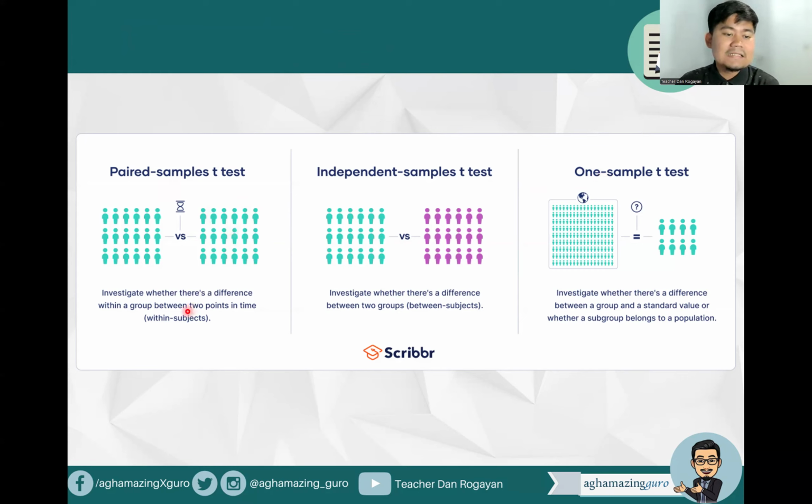So the paired samples t-test investigates whether there's a difference within a group between two points in time, or within subjects. For example, you want to check the performance of your science students in the pre and post test, no? So they're the same class, right? So we just have to compare the pre and the post. So we use the paired samples t-test to identify whether there's a significant difference between the pre and post test after their exposure to a certain teaching intervention.